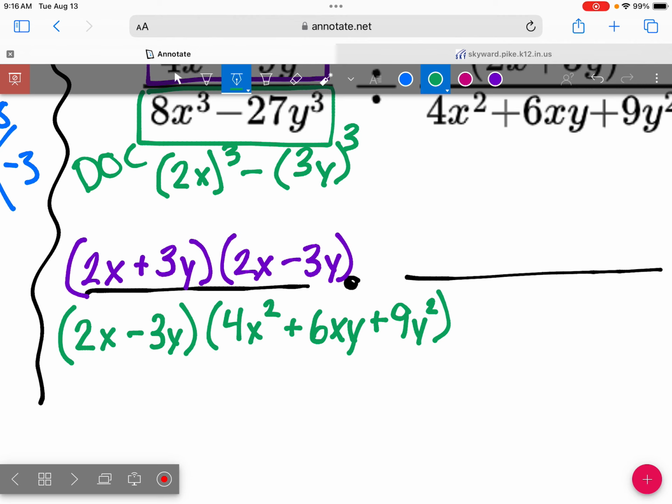What's up? Can you just like write 2x minus 3y 3 times? No, because it is different. 2x minus 3y cubed is different than the difference of cubes. It would be nice if we could, because if I try and factor this thing, it's not going to come out as 2x minus 3y again. In fact, it doesn't factor.